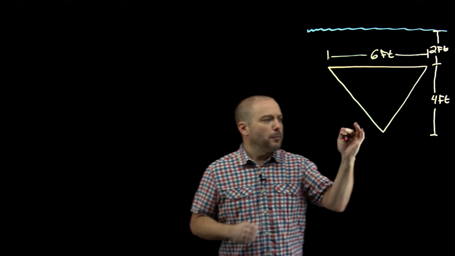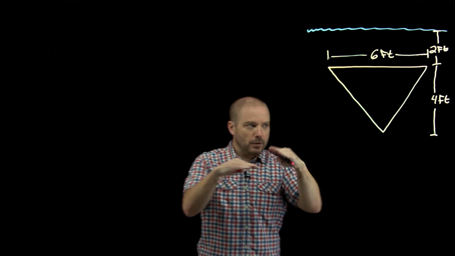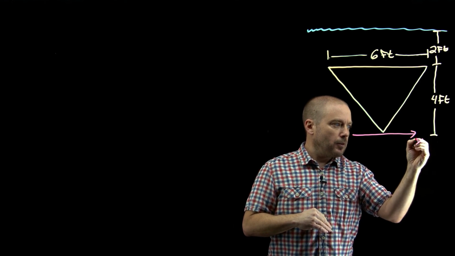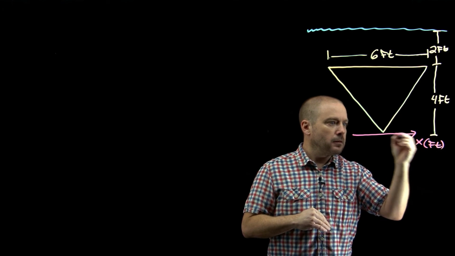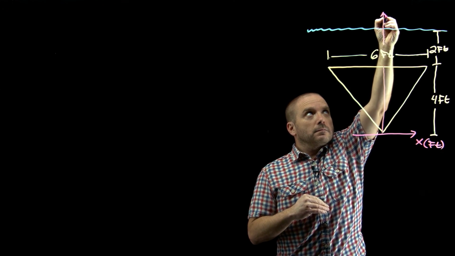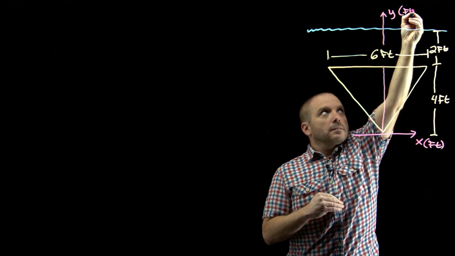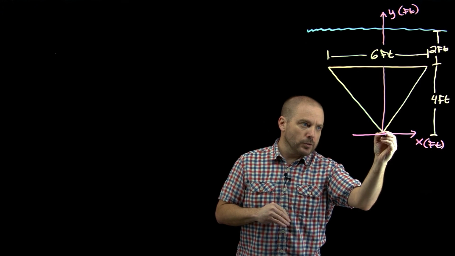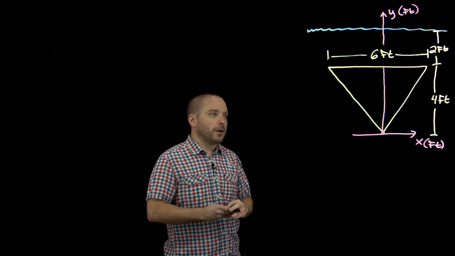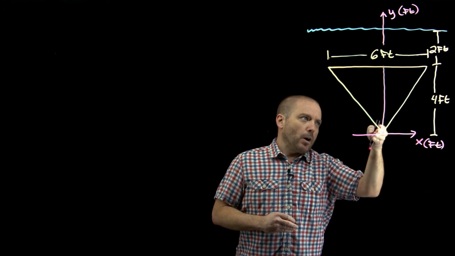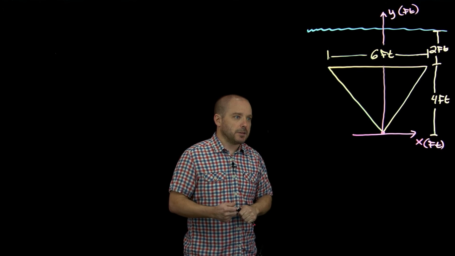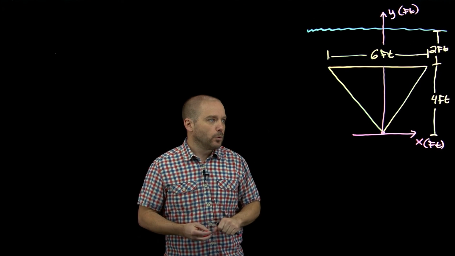And because this varies with depth, I'm going to make this a 2D coordinate system. I'll call this x in feet, this y in feet, and I'm putting my origin right here at the bottom. As we'll see in a second, I'm going to want to express this in terms of x and y, and so that'll be easiest to do having it passing through the origin.